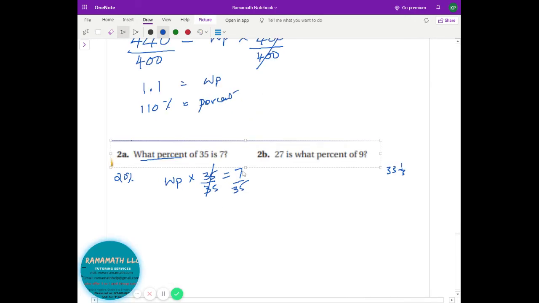So what percent of 35? 7 divided by 35, you get that. Now, one thing you can do, 7 goes into 35 like what, 5 times? So 1/5. But you need a percent, so times 100. So what percent is that? It's 20%, because 5 goes into 100 twenty times. Okay?